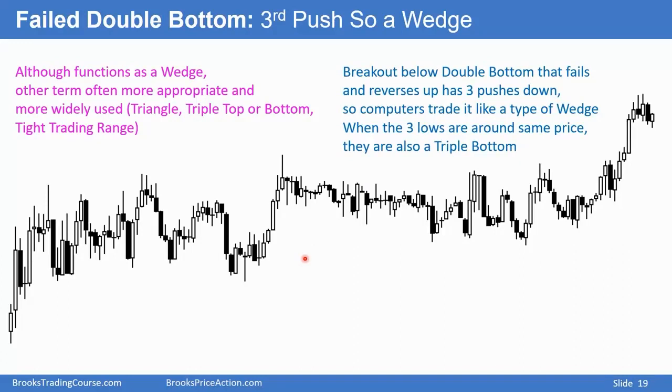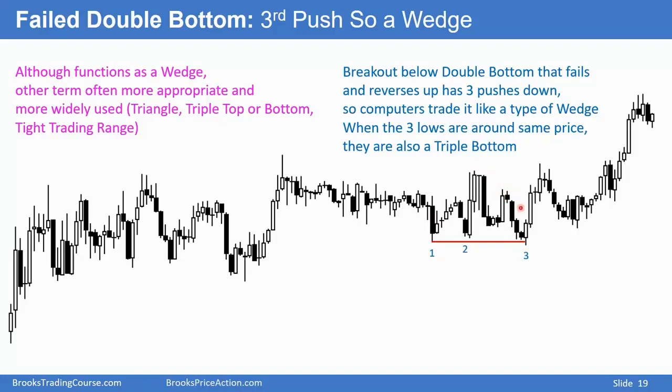I mentioned earlier a breakout above a double top that fails is a wedge top. If you have a double bottom and a bear breakout and it reverses up, you have three pushes down. Computers will treat it like a wedge. Here we have an attempt at a double bottom, and we have a bear breakout. Three pushes down, 1, 2, 3. To me, it's functionally the same as a wedge.